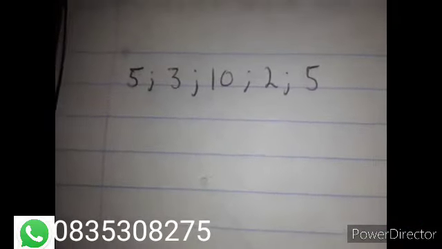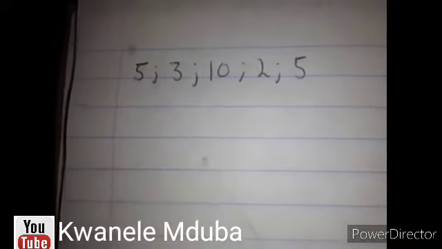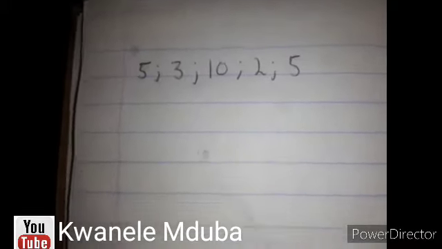Welcome to another video. In this video, I'm going to show you how to calculate a mode, for both ungrouped data and grouped data. For ungrouped data, a mode is not calculated. It is the number that occurs the most. In this case, the number that occurs the most is 5. There are two fives, which means the mode is 5.